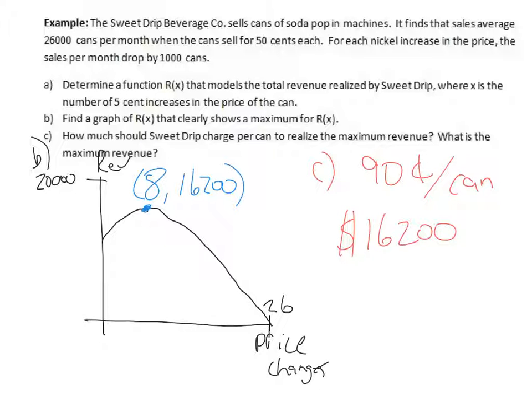You should also think a little bit about how much they are selling then. If they have made 8 price increases, that means that they've lost 8,000 cans. If they started with 26,000, that means they must have 26,000 minus 8,000, which would leave you with 18,000 cans that they're selling, which is not really part of the question, but maybe still something to think about. So hopefully if we did 18,000 cans times 0.9, we would get the revenue that we have listed right there.